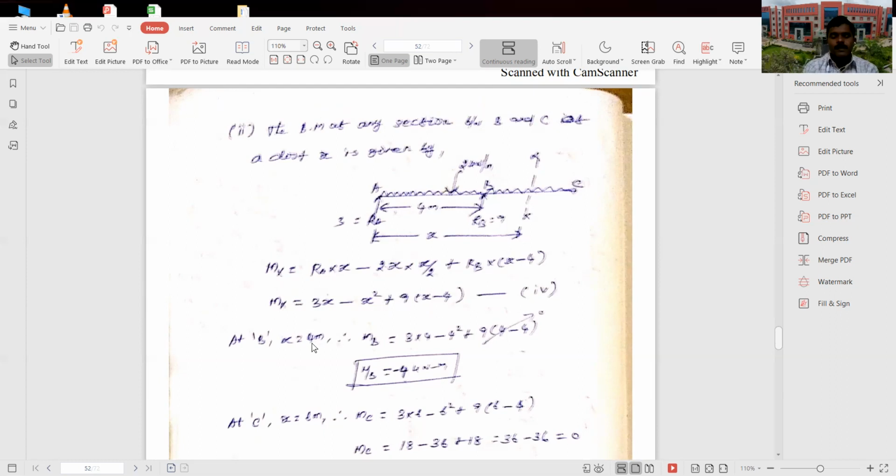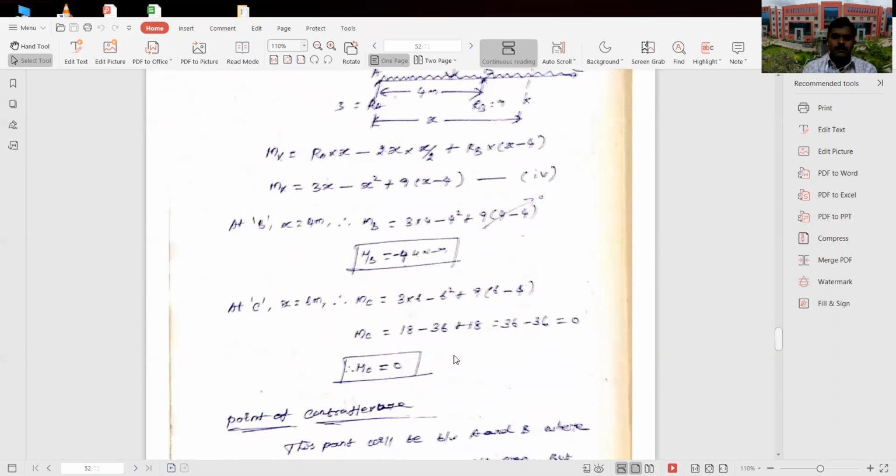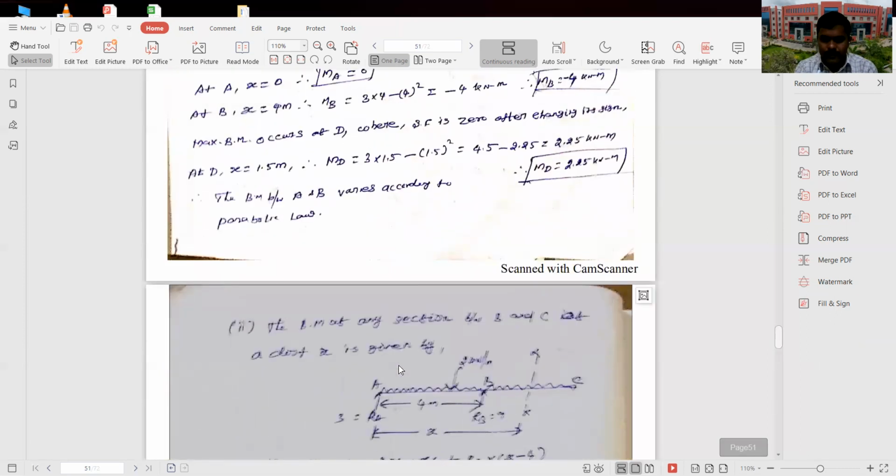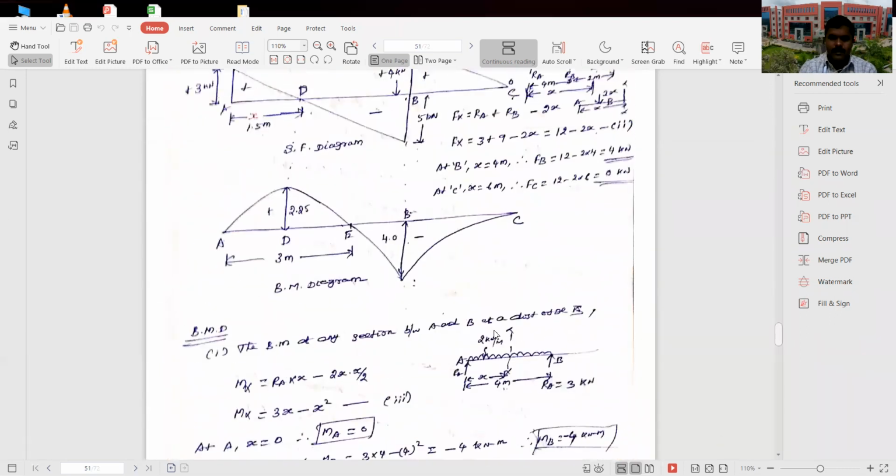So at point B, what is the x value? 4 meter. Substitute, and you will get the moment at B as minus 4 kilonewton meter, already found. Then at point C, x equal to 6 meters. Substitute x equal to 6 meter in this equation: 3 into 6 minus 6 square plus 9 into 6 minus 4. If you substitute, you will get the moment at C equal to 0. Therefore, the moment at C is equal to 0.